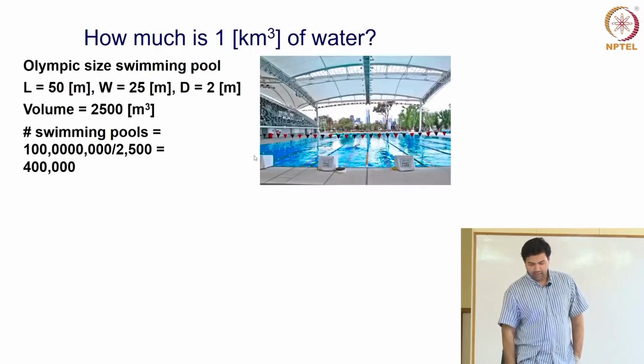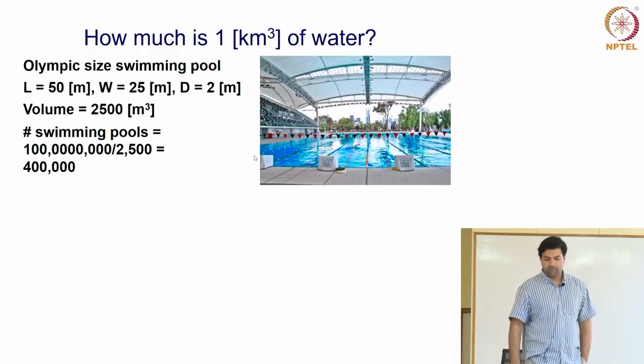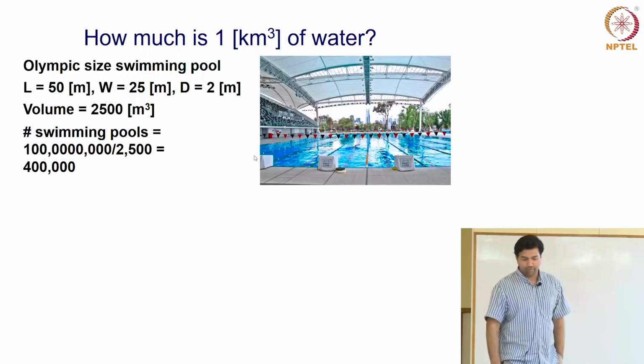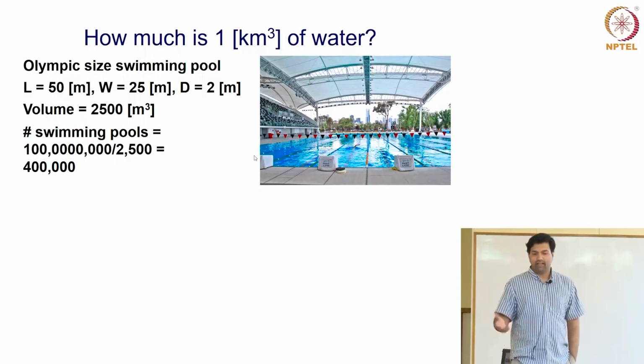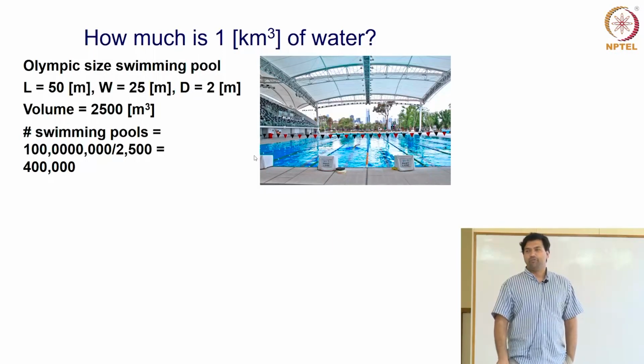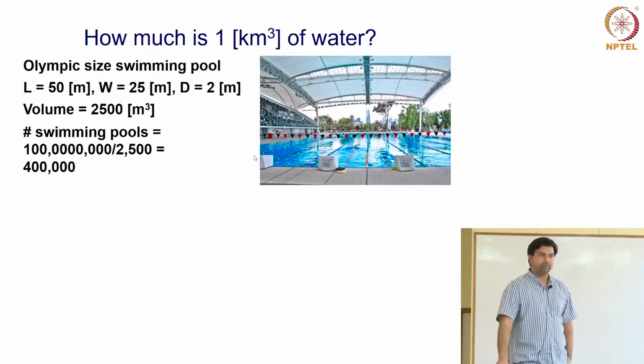Let's think in terms of swimming pools. An Olympic sized swimming pool has about 2,500 cubic meters of water. So 1 cubic kilometer is like 400,000 swimming pools. That doesn't really help. How can I visualize 400,000 swimming pools? I'm not able to get a feel for the number. So can we come up with some other estimate?